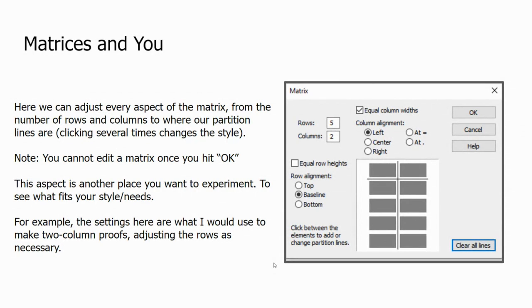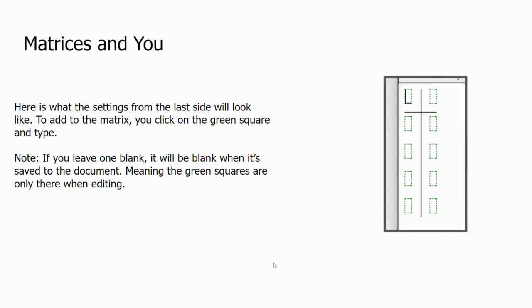For example, this dialog window right here is what I would use to make two-column proofs in this geometry textbook. As you can see, we've got the line down the middle and a line right there. You can have all your reasons, your givens, all the good stuff. When you click OK, this will appear, and it looked like this. You can click on the squares and start to type in them. Do note, a very important thing I discovered when doing two-column proofs is that if there's nothing in the green square, when it's in the Word document, there isn't a green square, it's just blank. So if you want your students to be able to fill in any spaces, you can just not type in it and they'll have the blank space.